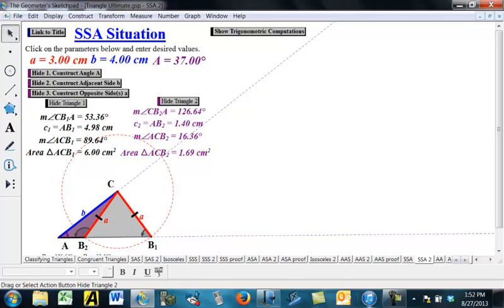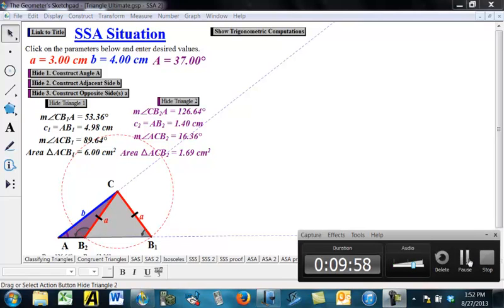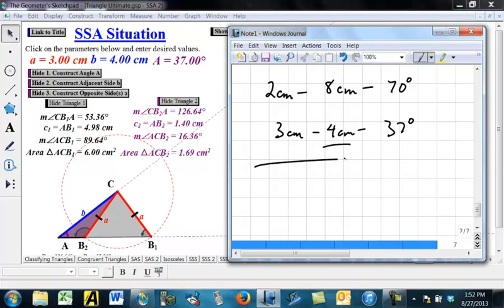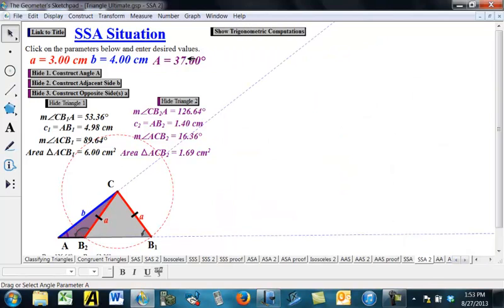Okay, let's try this. How about 9 centimeters, 5 centimeters, 40 degrees. Try that one. Press pause and then come back later. Okay, let's see what this one turns out to be.